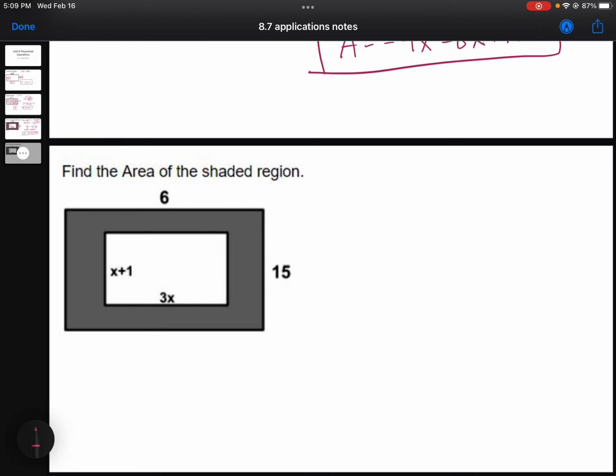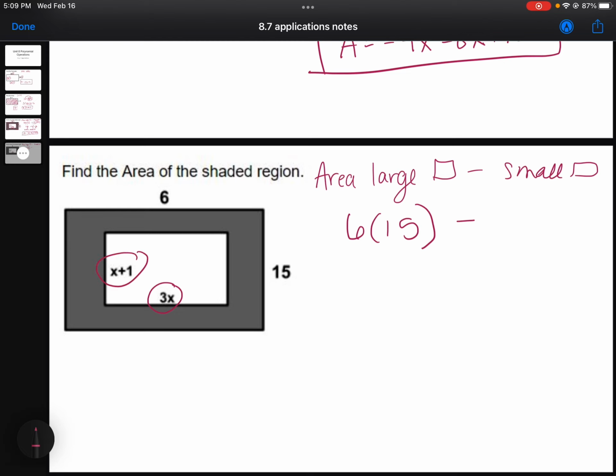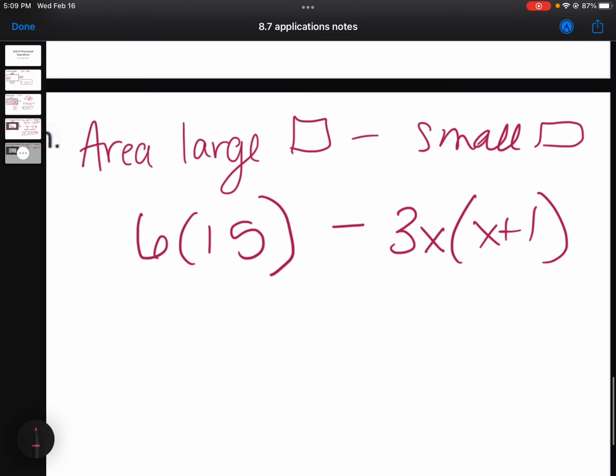Okay, so I'm going to have the area of the large rectangle minus small rectangle. So the large is 6 times 15. Take away or subtract the area of the small. We have a 3x. I'll write that one first. And then x plus 1. 6 times 15 is 90.